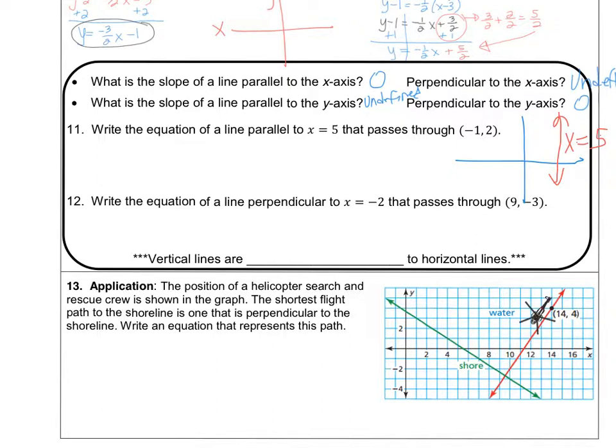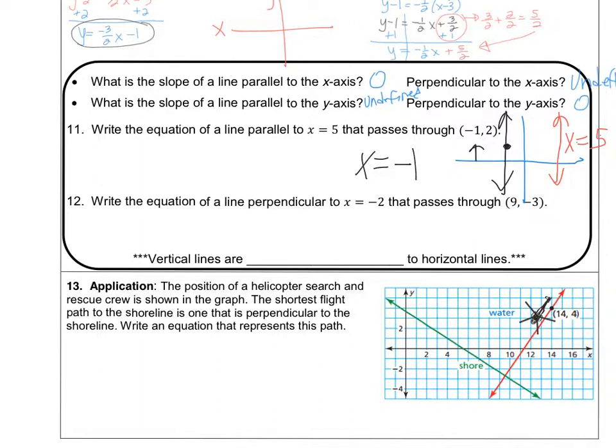So if I want it to go through -1, 2, I'm wanting it to go through this point right here at -1. And if I'm wanting it to be parallel, it's also going to have to be an x equals equation. So what is my x value? My x value is -1. So x equals -1. Okay?